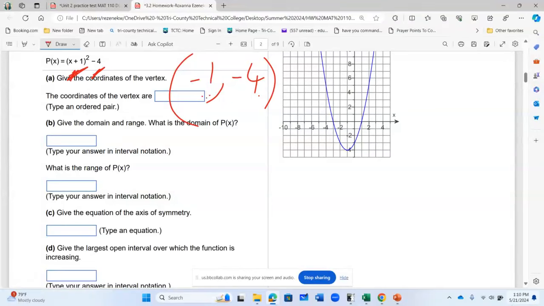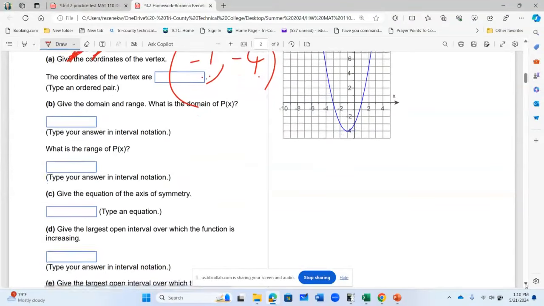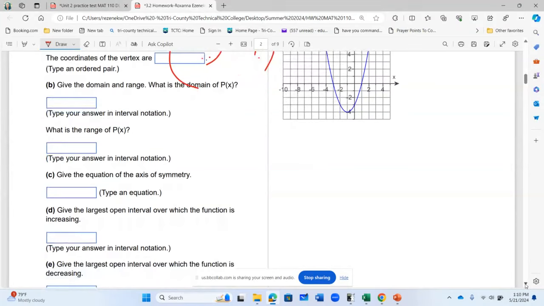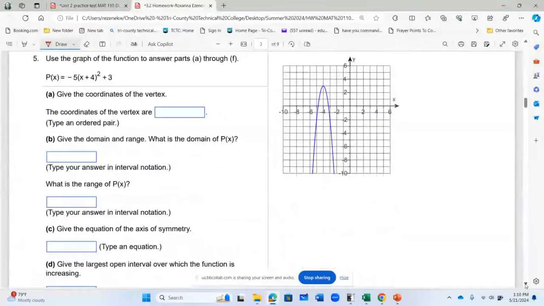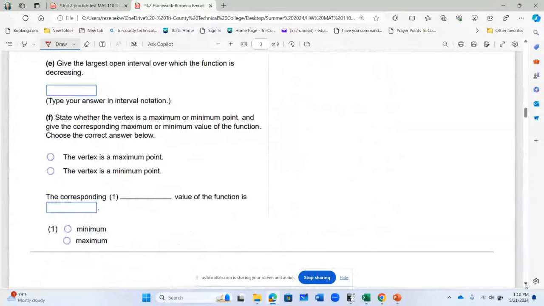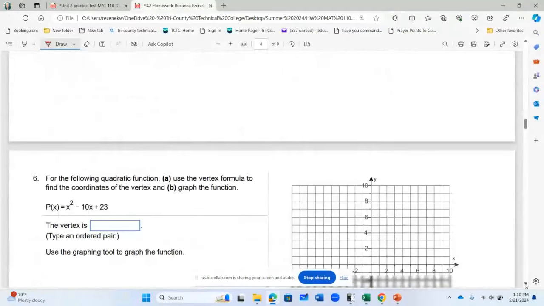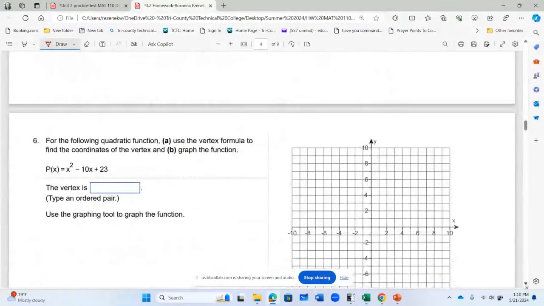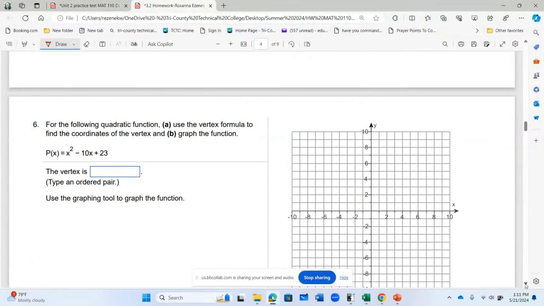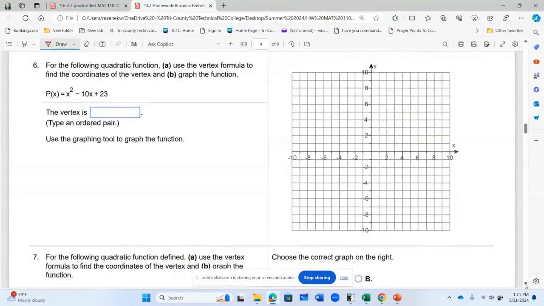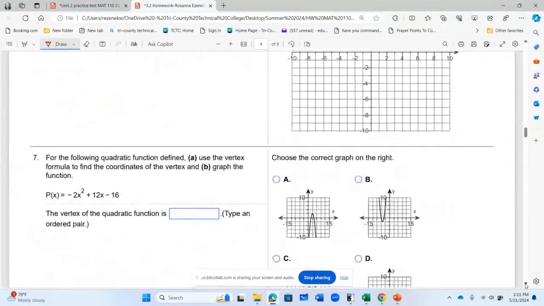That's it. Okay, we want to go to completing the square. Let's go and complete some squares. So you can do number 5. We can do a whole lot of this. Use the vertex formula to find the coordinates of the vertex. Yeah, but I know you can do this now. Graph the function. You can do this. Or use the vertex formula, you graph the function.